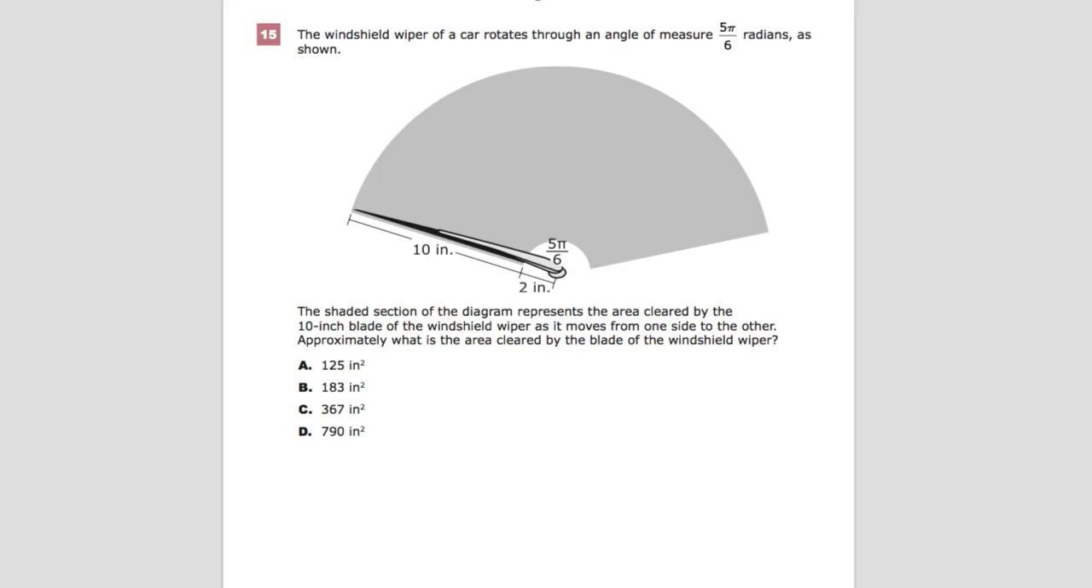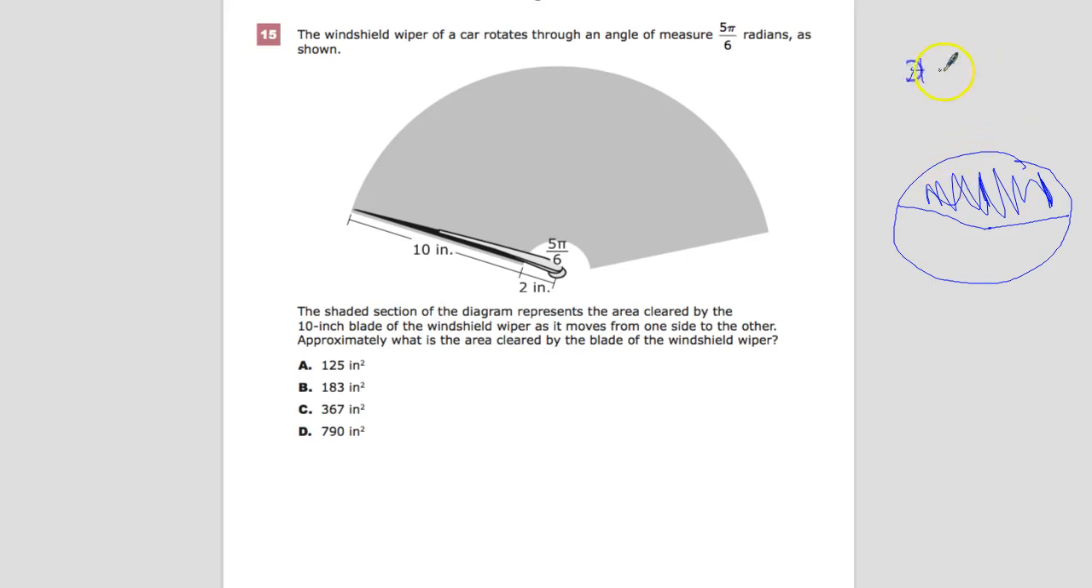Now, I wish it was so easy that we could just look at the idea that this is a 10-inch blade and use that, but we can't. We'll talk about that in just a second. But first things first, area of this sector. Really, this is just a piece of a larger circle, so we're looking at something that looks a bit like this. When we want to find the area of the sector, it's much easier to find the area of the whole thing.